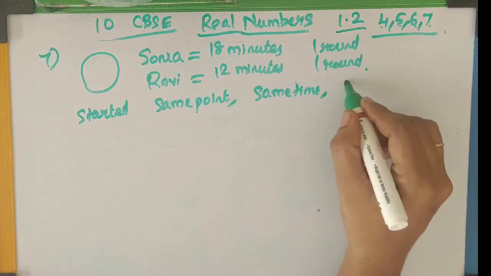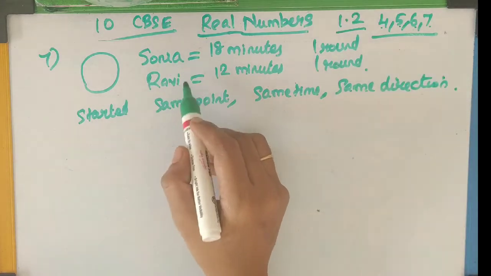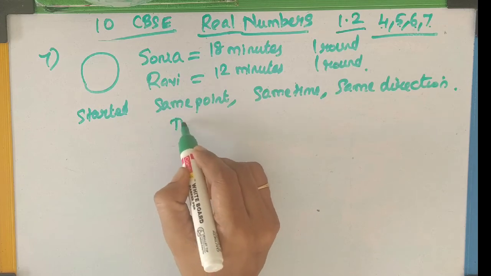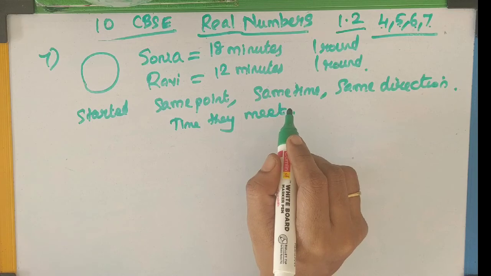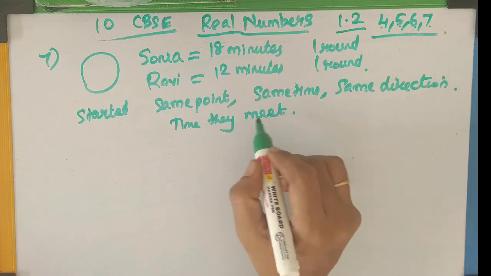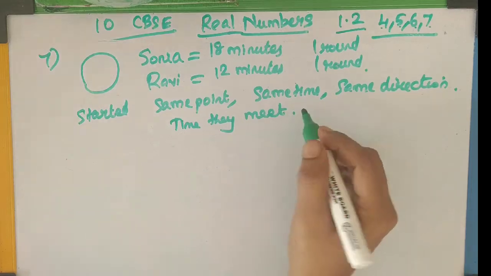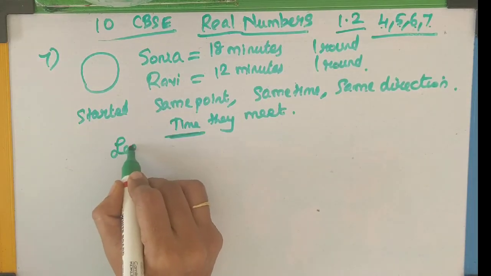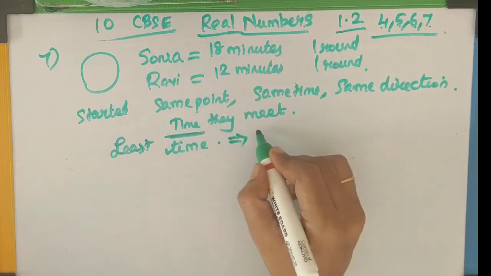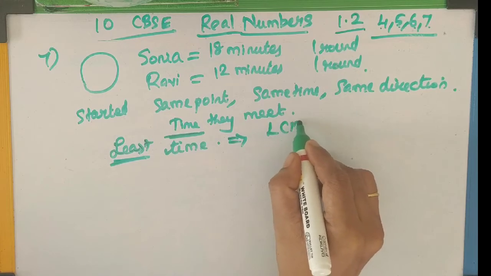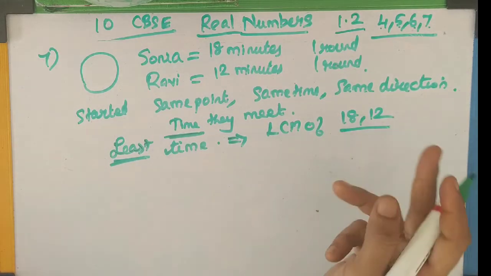That is, Sonia takes 18 minutes. Ravi takes 12 minutes to complete one round and they have started at same point, same time and same direction. We have to find when will they meet again at the starting point. So, what you should do? We should find the least time when they meet again. That is, the minimum time taken for both of them to meet. So, on seeing the question, we can understand when we have to find the least one, we have to do the LCM. Okay, least common multiple, right?